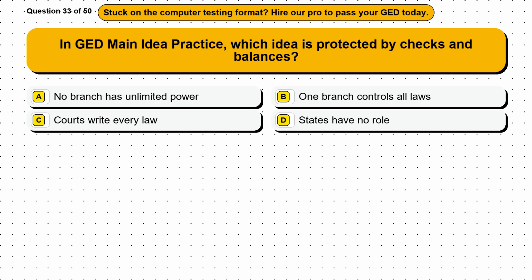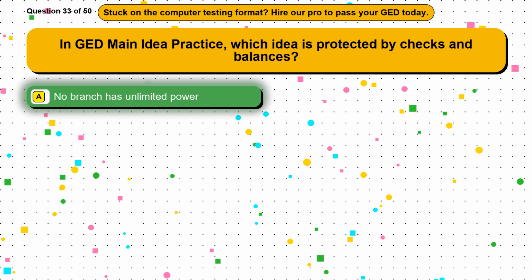Question 33. In GED Main Idea Practice, which idea is protected by checks and balances? Option A: No branch has unlimited power. Option B: One branch controls all laws. Option C: Courts write every law. Option D: States have no role. The correct answer is option A.